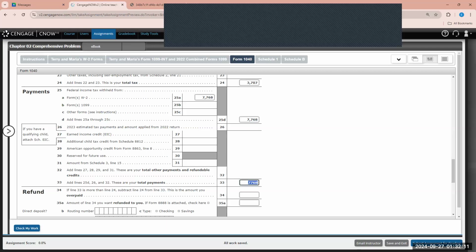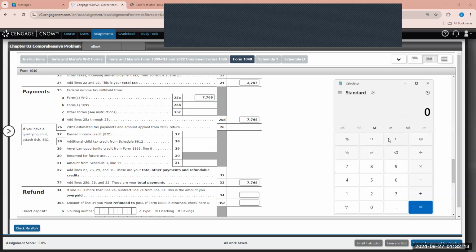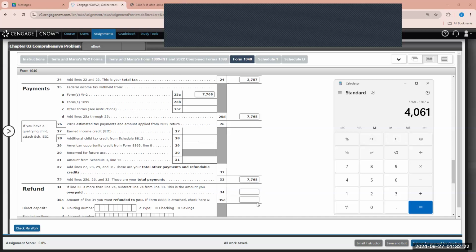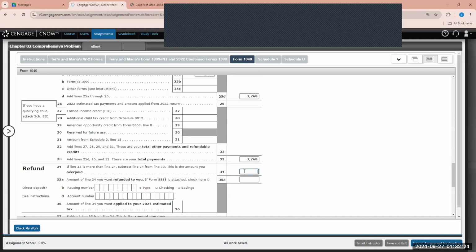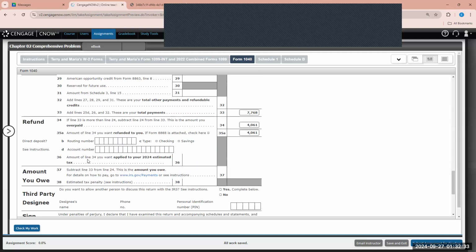So tax liability of 3,707. $7,768 was withheld from our checks and paid to Uncle Sam, but we are only liable for $3,707. So therefore, we are due a refund of $4,061. The amount that we want refunded, we want the entire amount. Here is an option that I want you to be aware of: individuals can choose to have their tax refund applied to next year. But in this case, they want their refund.